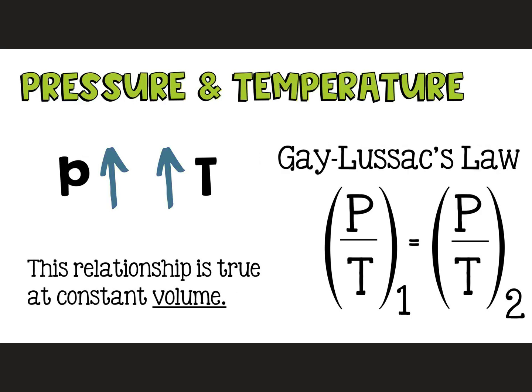When the volume is constant, then when pressure increases, temperature will also increase. We show this using Gay-Lussac's law. P1 over T1 equals P2 over T2. The initial pressure divided by the initial temperature is equal to the final pressure over the final temperature. This means that pressure and temperature are directly proportional.